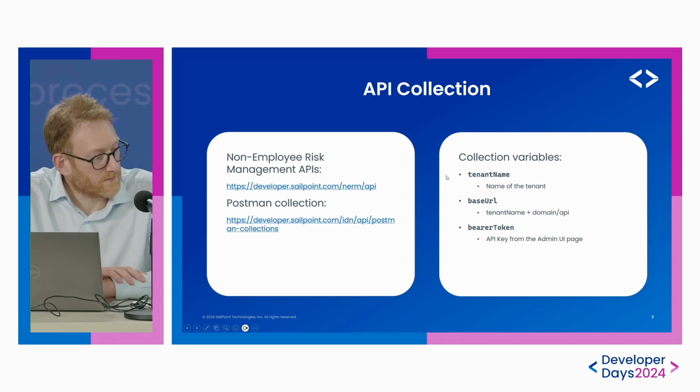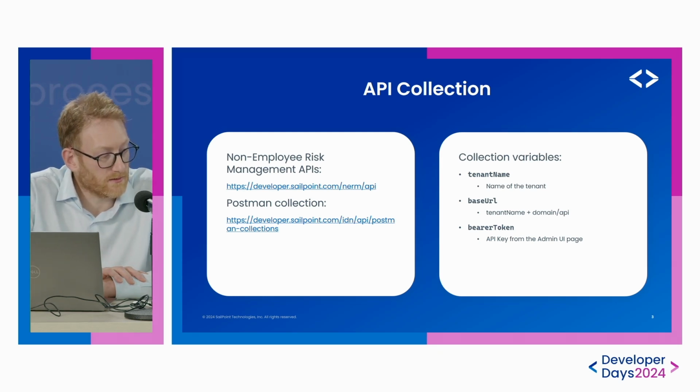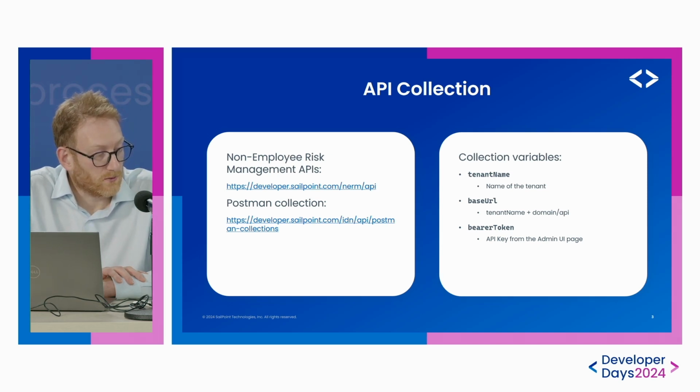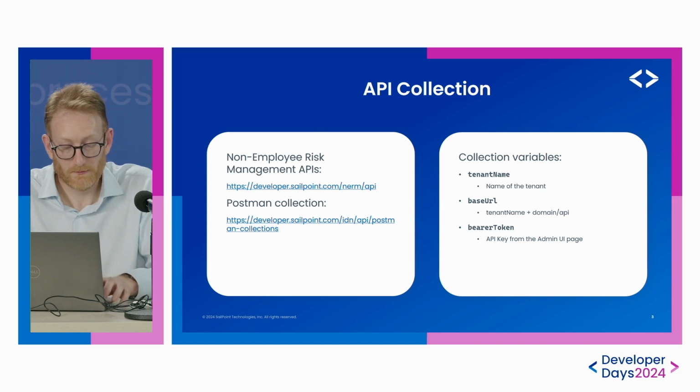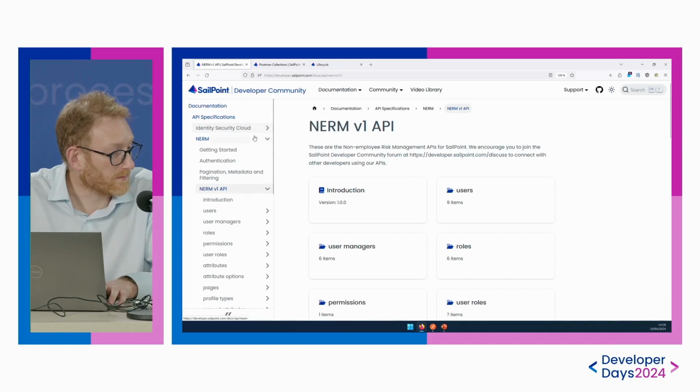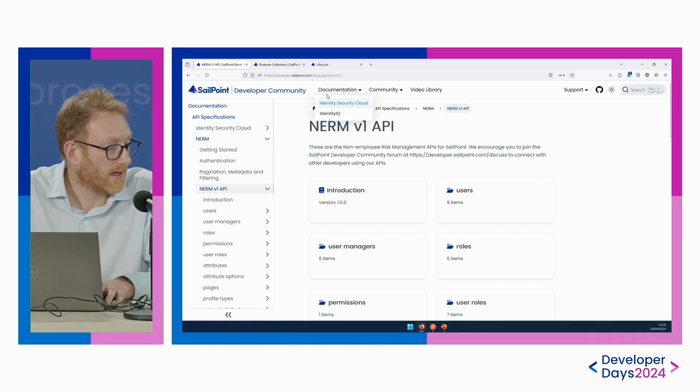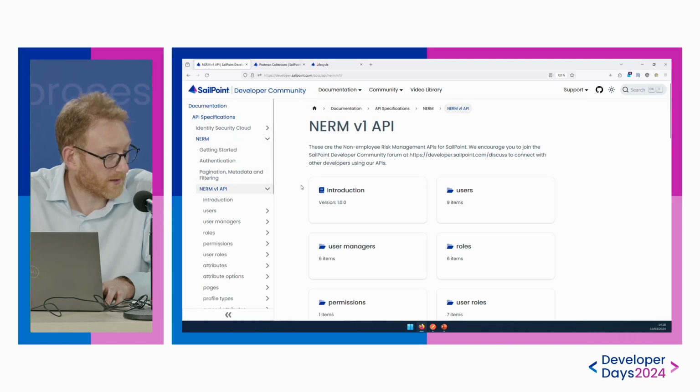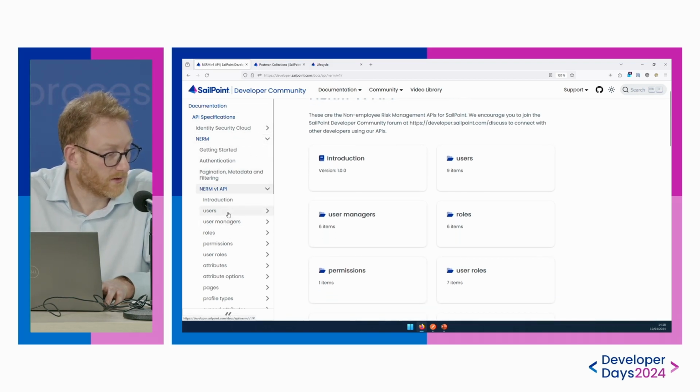So first thing is about our documentation. So of course the API, non-employee risk management API, is documented on our developer.sailpoint.com website. So I'll give you a quick tour like Colin made yesterday for ISC's API. And we also have a Postman collection for this API. So if we want to look at this API, under the documentation, under Identity Security Cloud, you will find NERM, and here you will find the documentation of all endpoints.